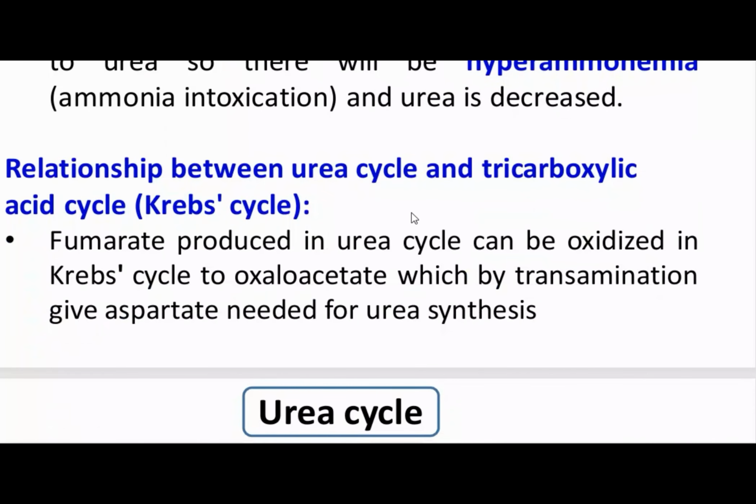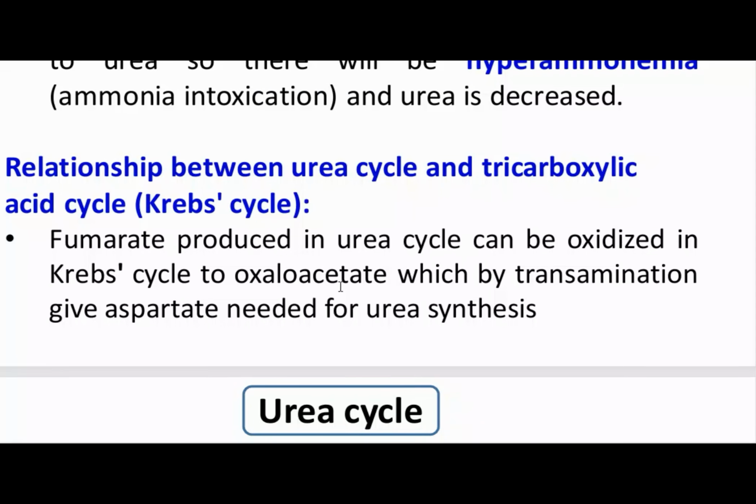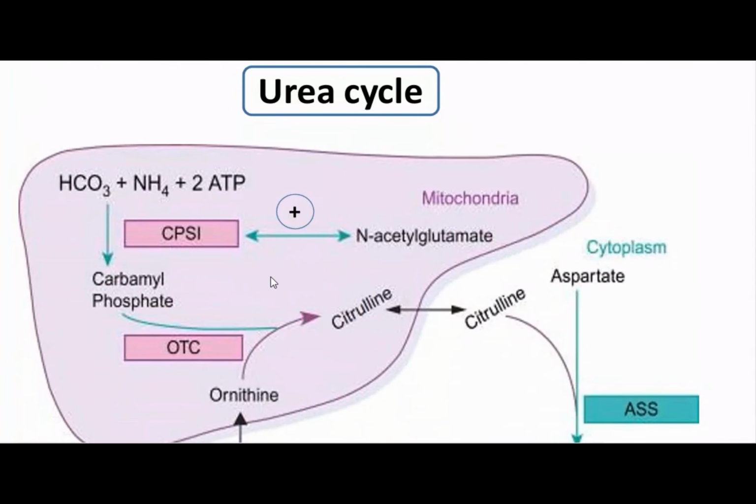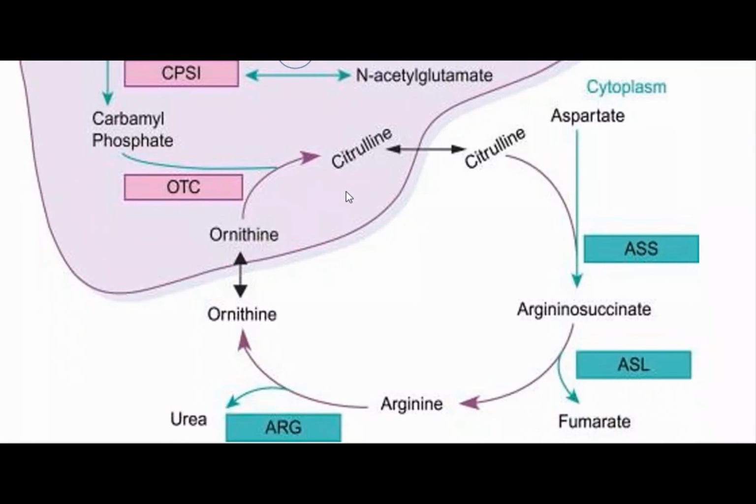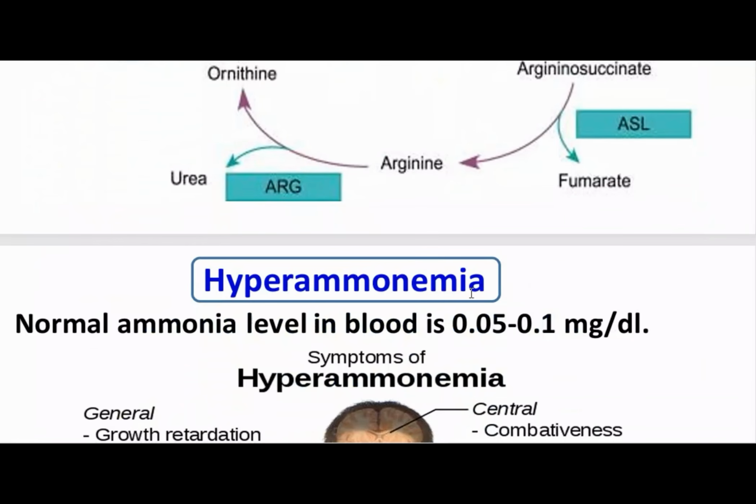Relationship between the urea cycle and TCA cycle: fumaric acid produced in the urea cycle is oxidized in the Krebs cycle to oxaloacetate, which we already discussed in the bicycle form. In the urea cycle, carbon dioxide, H2O, NH3 and ATP combine via CPS-I to form carbamoyl phosphate, then ornithine transcarbamylase combines it with ornithine to form citrulline, and this happens in the mitochondria. But the last subsequent steps occur in the cytoplasm, which we will discuss here.